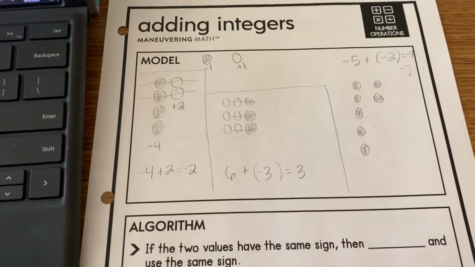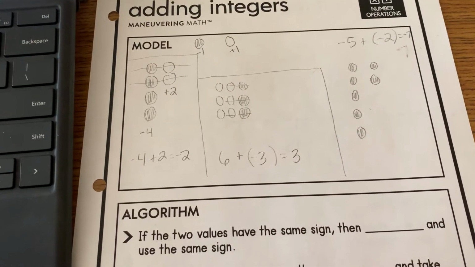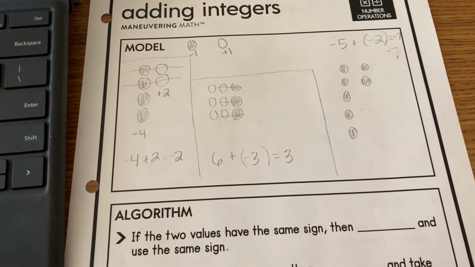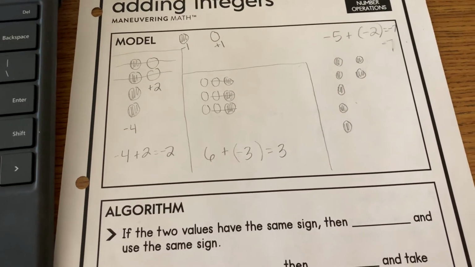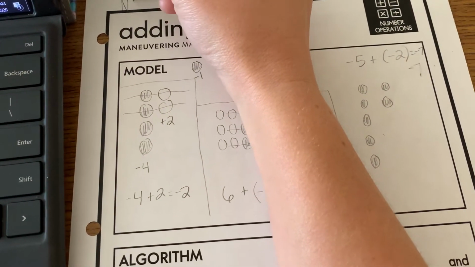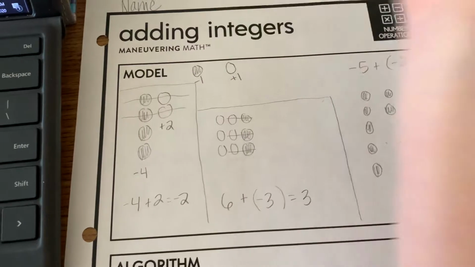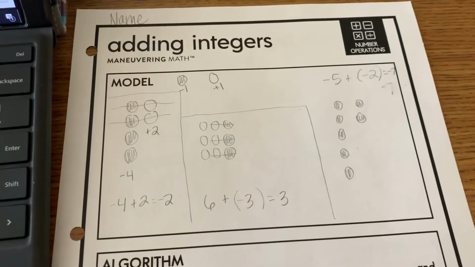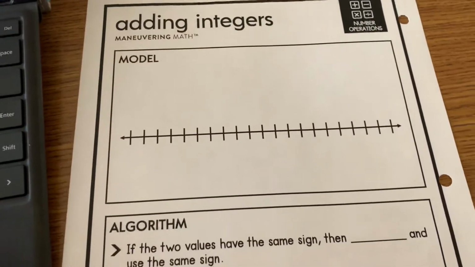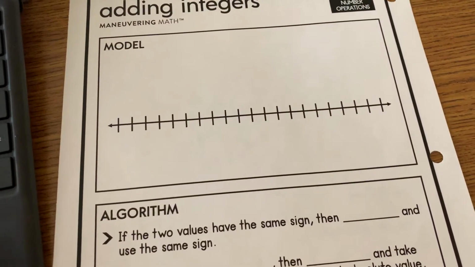Okay guys, so we just took some notes on how to use manipulatives to help you model out some adding integer problems. Go ahead and add your name to the top of this note sheet if you haven't already. Add that. Okay, now we're gonna flip it over to the back and we are going to look at using a timeline instead of manipulatives.